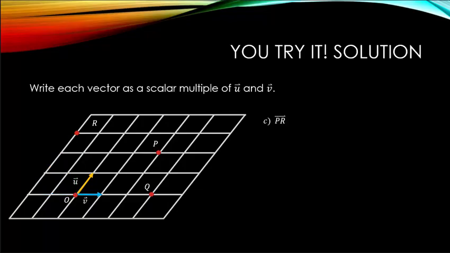For the vector PR, I construct my vector that starts at P and goes up to the left to end at R. I need to move 4 unit vector V's to the left and 1 unit vector U upward to arrive at R. This means that my vector PR can be written as -4 times the unit vector V plus the unit vector U. This is a really quick review of vectors presented geometrically. Let me know if you have any questions.